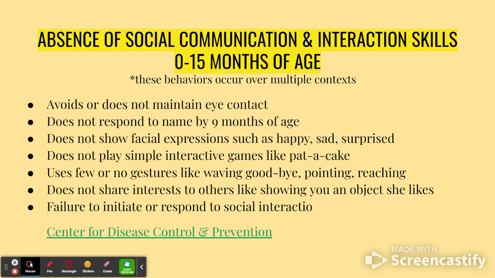Absence of social communication and interaction skills, 0 to 15 months of age. These behaviors occur over multiple contexts. Avoids or does not maintain eye contact. Does not respond to name by 9 months of age. Does not show facial expressions such as happy, sad, surprise, etc. Does not play simple interactive games like pat a cake. Uses few or no gestures like waving goodbye, pointing, reaching. Does not share interests to others like showing you an object she likes. Failure to initiate or respond to social interactions.